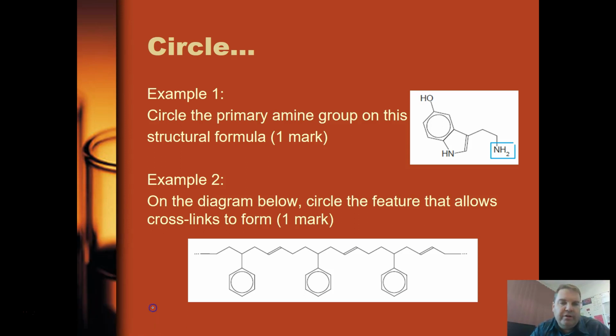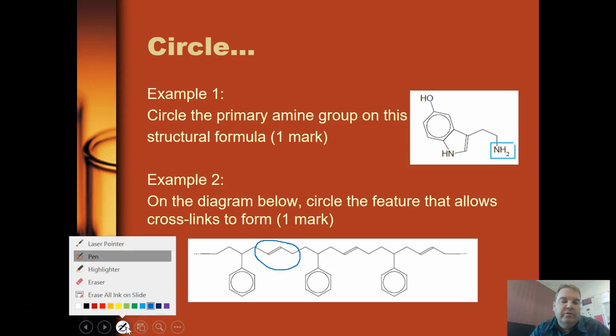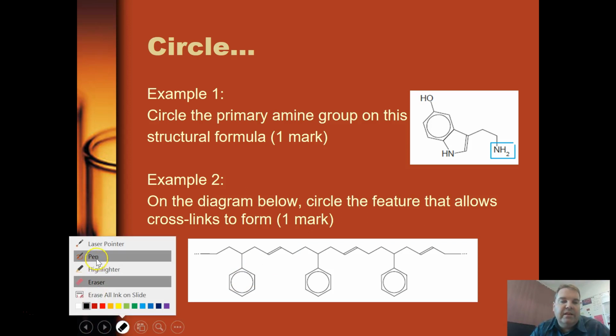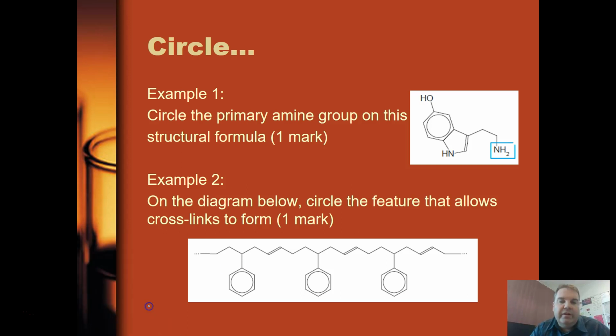Okay, I'll go to a different color in this one. So down here on the diagram below, circle the feature that allows cross links to form. Well, it's this carbon-carbon double bond here because you're getting cross-linking between the chains. You get addition polymerization occurring. But you're asked to circle. If you circled it like this, for example, you're including other carbon over here, you're kind of going through the carbon over here. It's not clear, you're not being careful. So what you need to make sure that you do is actually circle it properly. Just circle it nice and neatly so that you can see that it is in fact just this bit here that we're focusing on. Don't lose a mark just for sloppy circling.